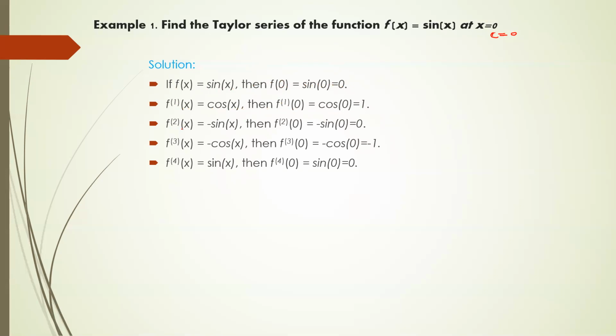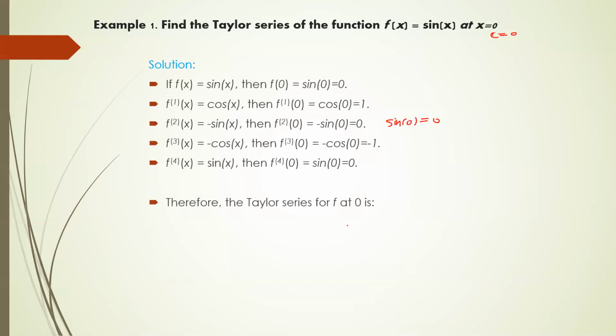The second order derivative is equal to negative sine x. It's equal to 0, because sine 0 equals 0. So negative 0 is again 0. And the third order derivative is equal to negative cosine x, which basically is negative cosine 0, which is negative 1. And the fourth order is equal to sine x again, which is 0. So you can see it's a cycle, right? It's 0, 1, 0, negative 1, then 0, 1, 0, negative 1.